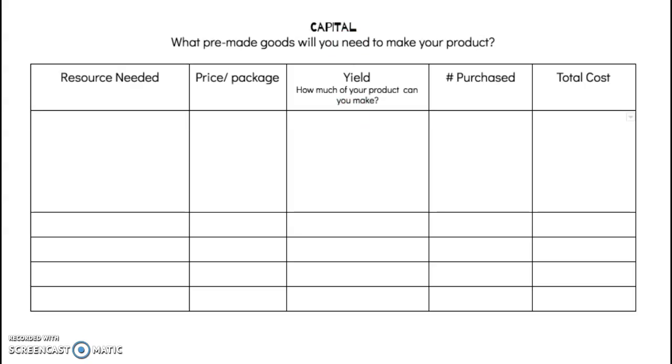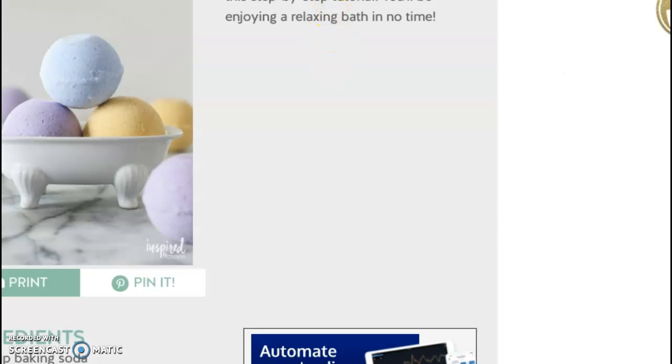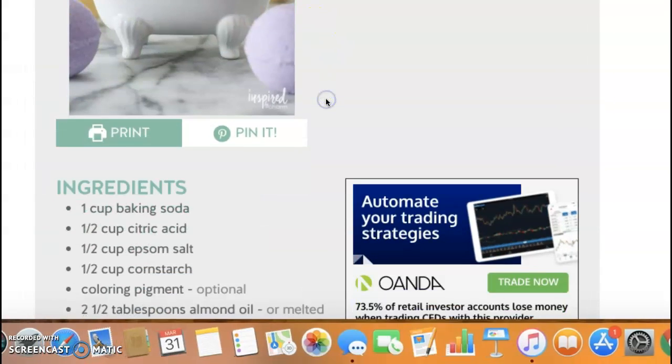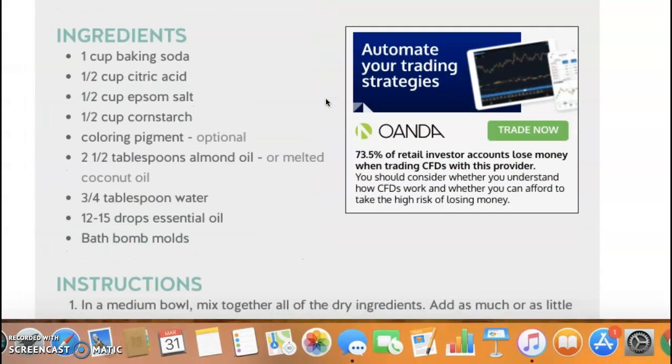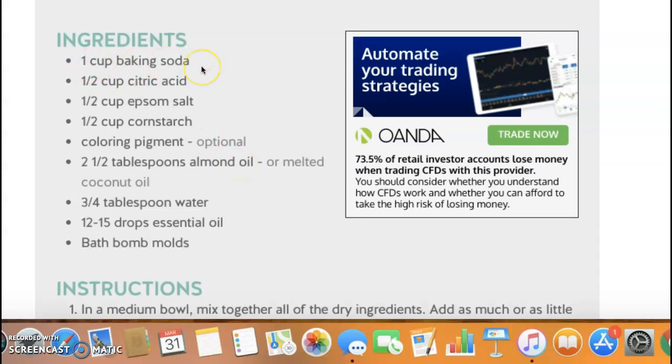But for example, let's say I'm going to make bath bombs for my group. I would maybe start by finding a recipe I liked and just writing it down that I'm going to need to buy all of these things. These are all of my capital resources that I'll need. So let's see. First ingredient here says I need 1 cup of baking soda.